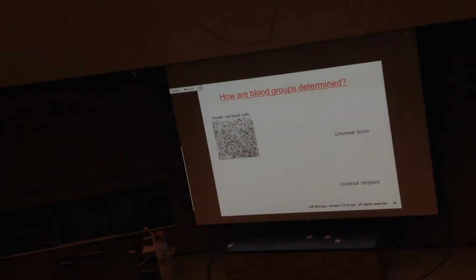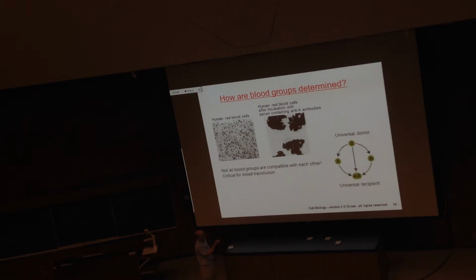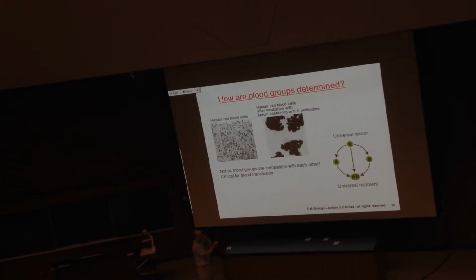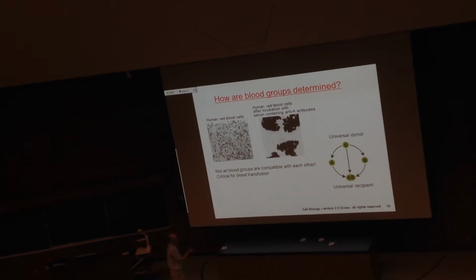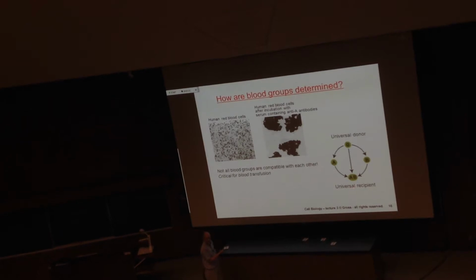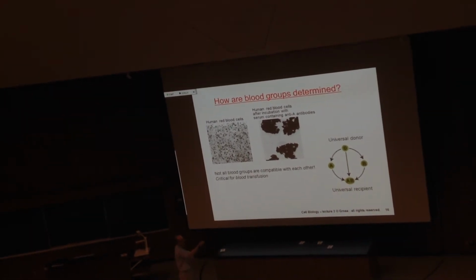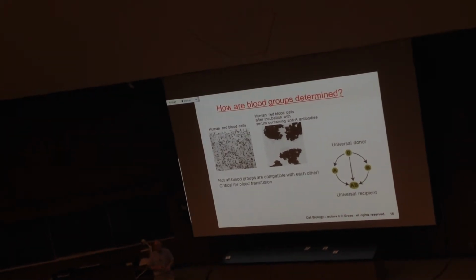Okay, so what all this means is that O-type blood, because it doesn't have any antigens, is a universal donor. It isn't recognized as a problem by any of these guys. If you have AB blood, then you recognize both A and B as normal, and so if you get blood with A or B, there's no problem, and so AB is the universal recipient.